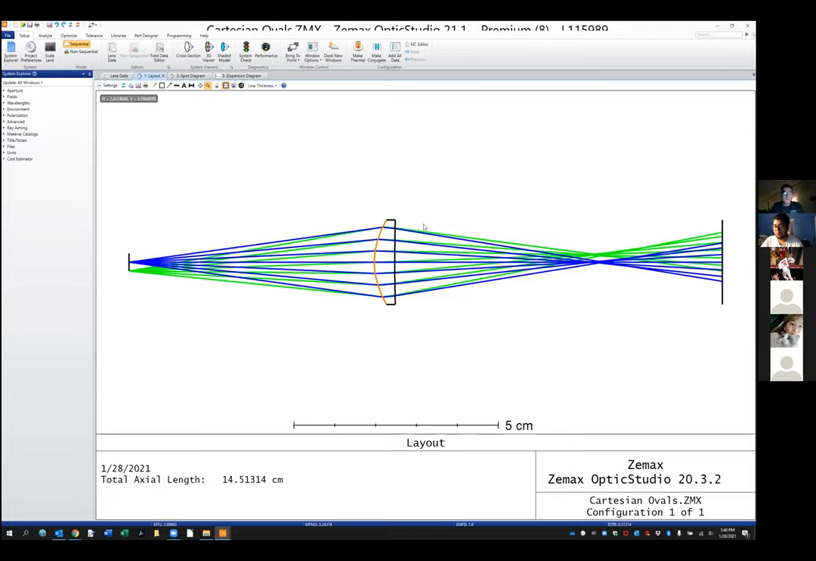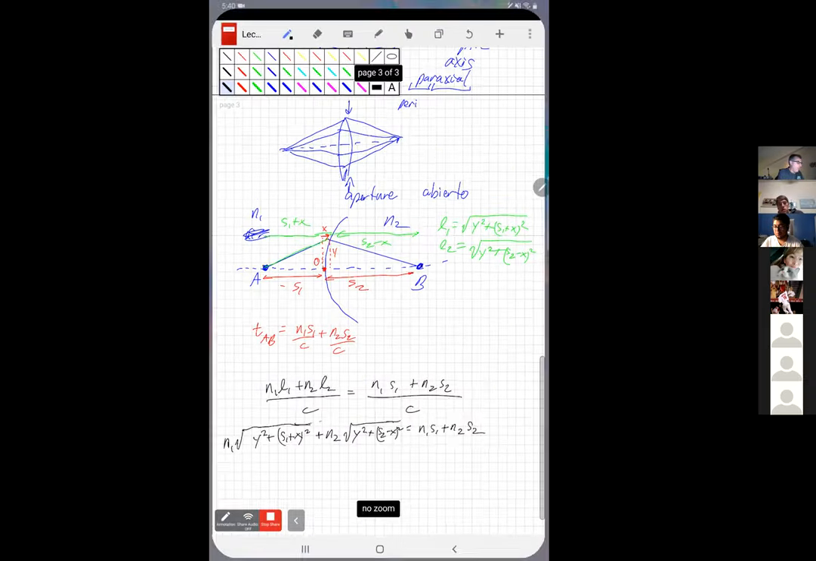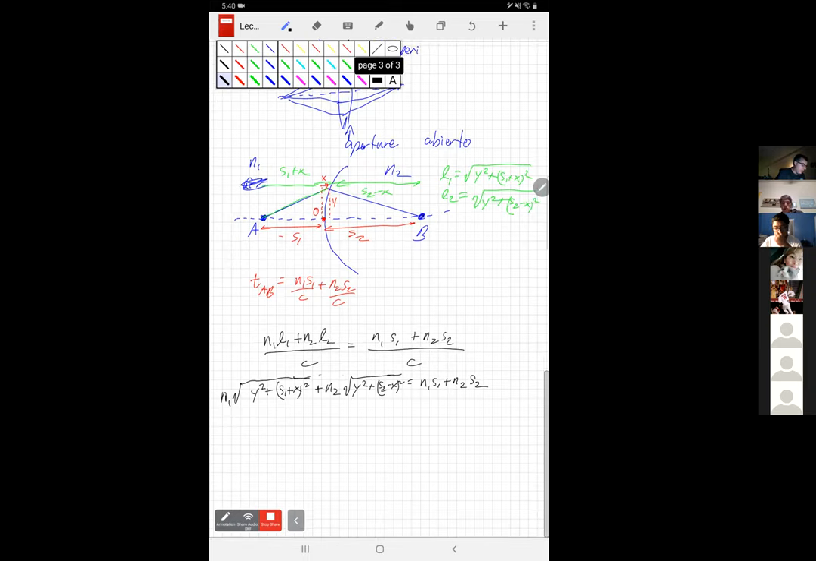I'll switch back for a sec. Spheres have the same radius of curvature everywhere. Pretend I drew this well. Everything is the same distance from the center. So if I take a shape and I twist it, I can grind something to a sphere pretty easily. People have been grinding spheres for a very, very long time.